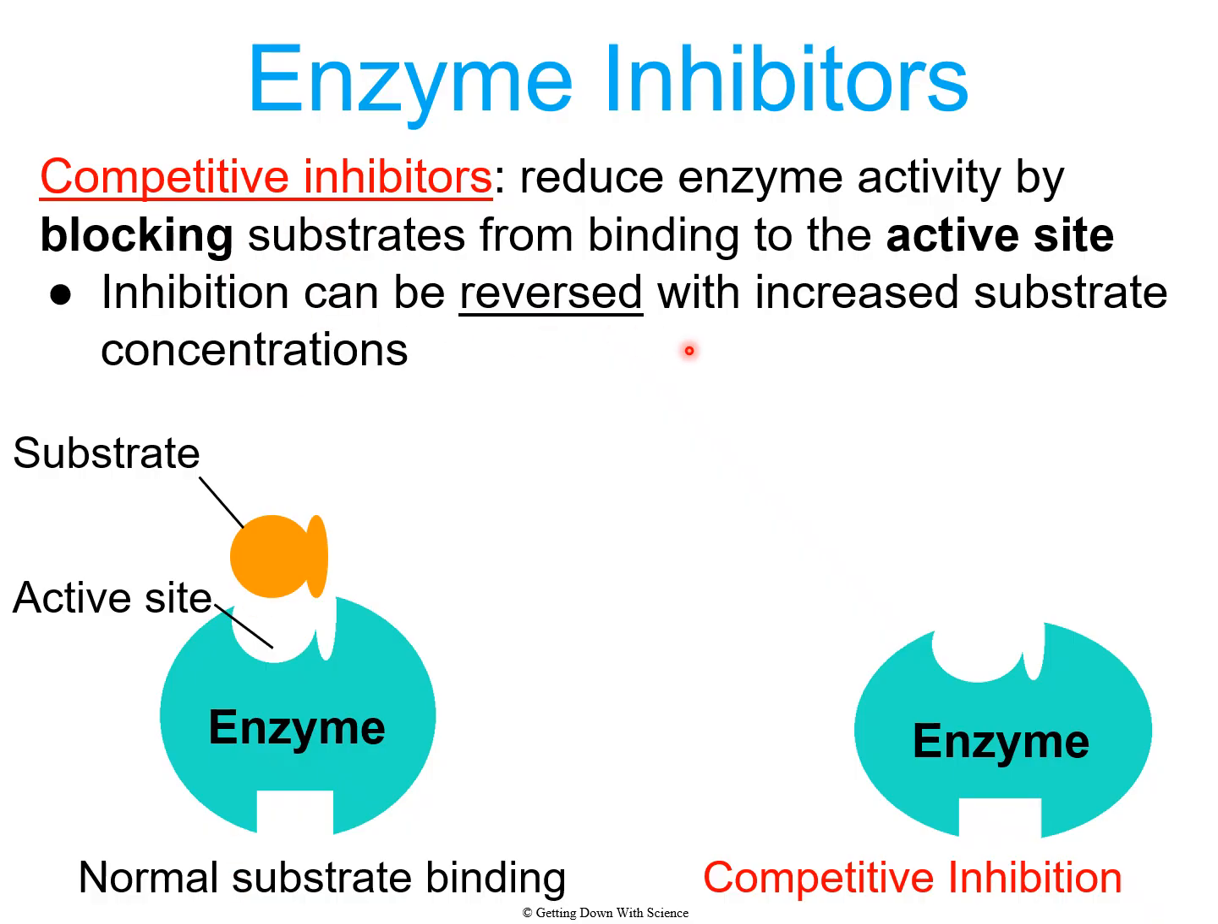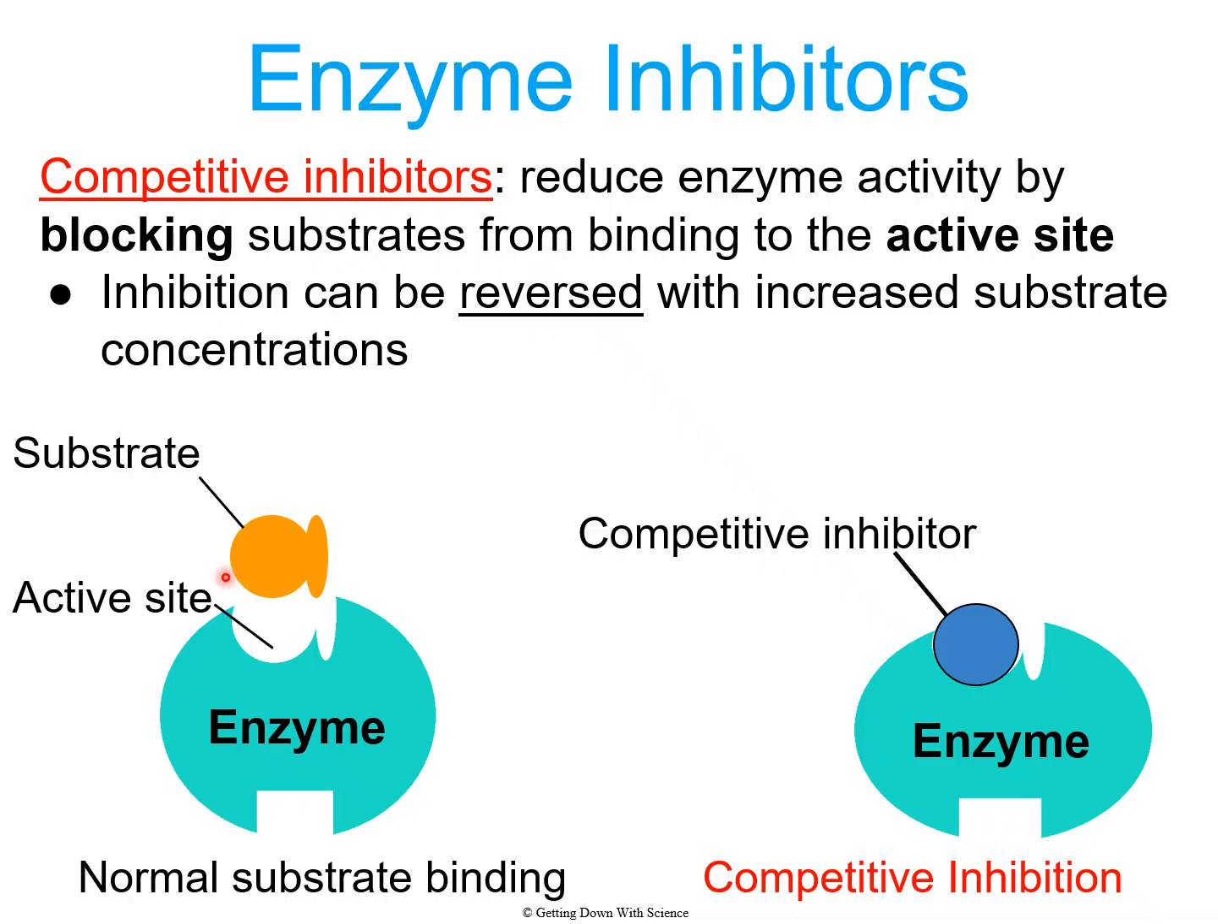Competitive inhibitors can be reversible, so they can be reversed with increased substrate concentration. So if there's a lot of substrate in that environment, then the inhibitors pretty much can be out-competed, if that makes sense. So if there's more of the substrate than there are inhibitors, then the inhibitors are out-competed because there's more of the substrate to bind to these enzymes.